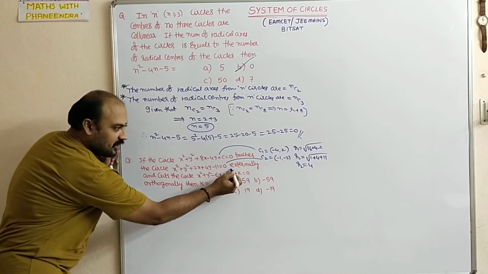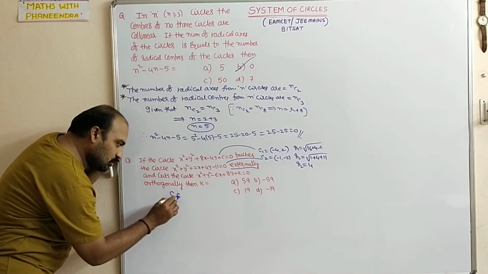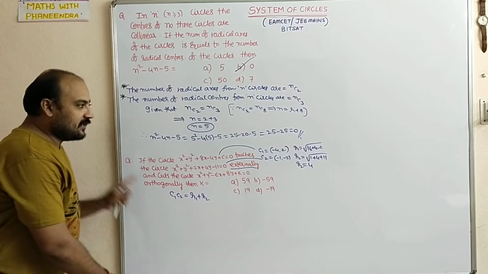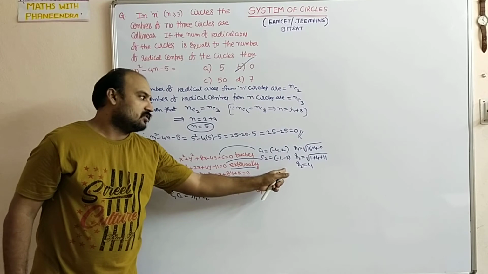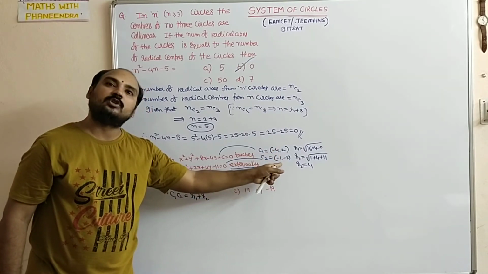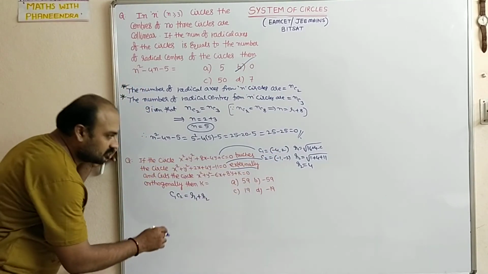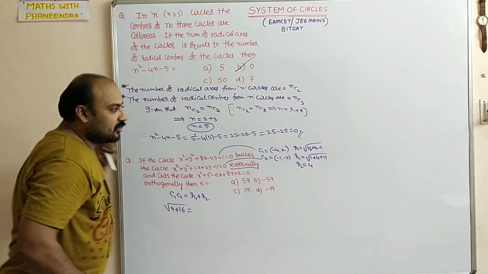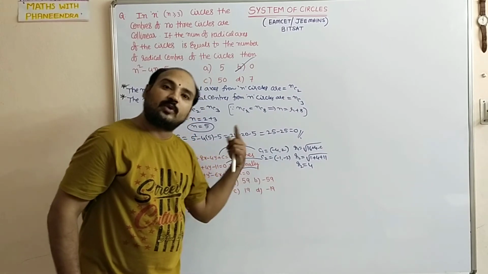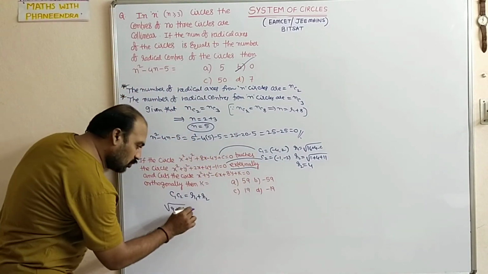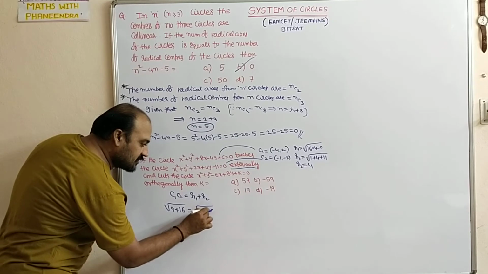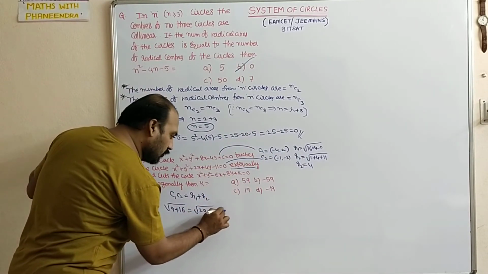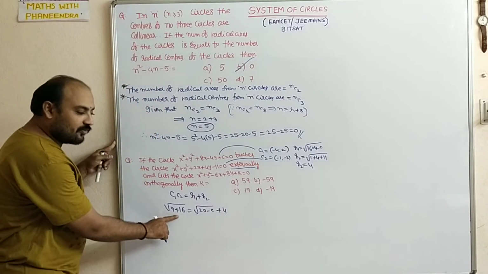Since these two circles touch each other externally, C1C2 is equal to R1 plus R2. Distance between these two: root over minus 4 plus 1 whole square, that means root 9, plus 2 minus of minus 2, which is 4, 4 square is 16. R1 plus R2: root of R1 value 20 minus c, 16 plus 4, 20 minus c, plus R2. R2 value is 4. So root 25 means 5 only now.